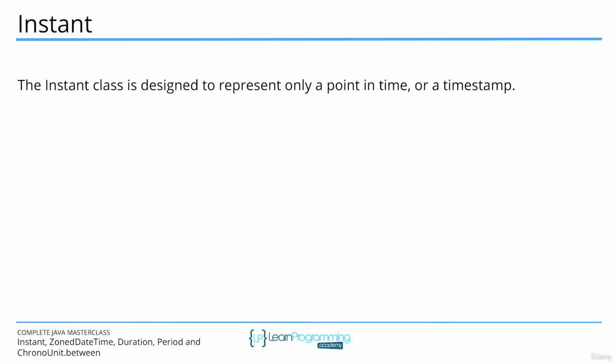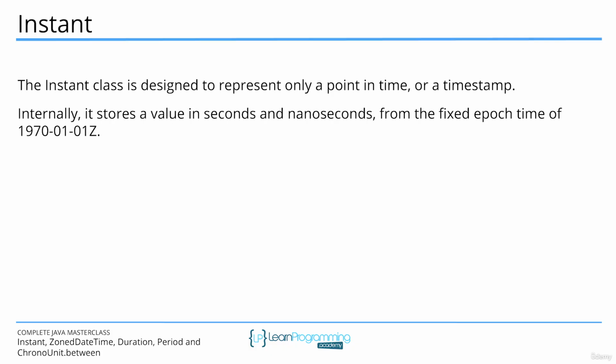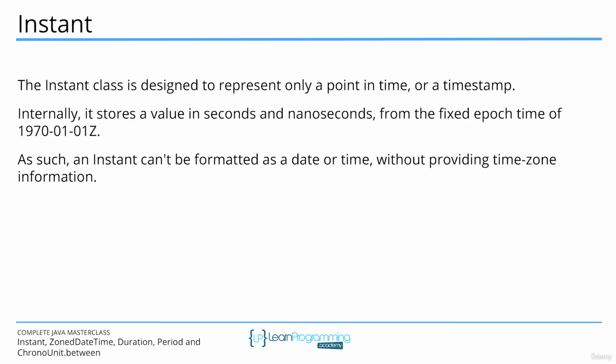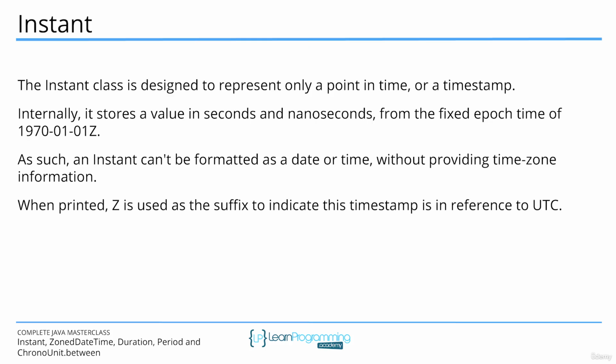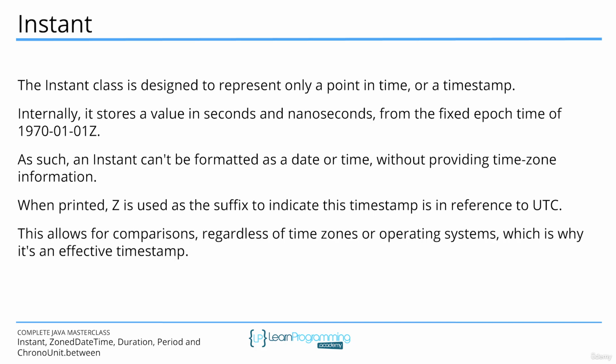The Instant class is designed to represent only a point in time, or a timestamp. Internally, it stores a value in seconds and nanoseconds from the fixed epoch time of 1970-01-01Z. As such, an Instant can't be formatted as a date or time without providing time zone information. When printed, Z is used as the suffix to indicate this timestamp is in reference to UTC. This allows for comparisons regardless of time zones or operating systems, which is why it's an effective timestamp.